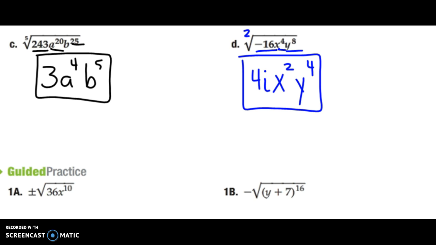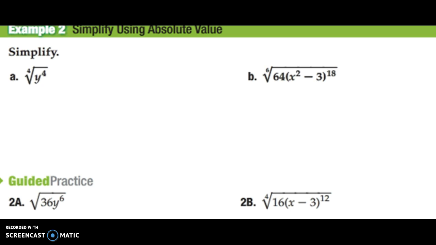Guided practice, you can try these if you'd like. Now example 2 is when we start taking into account that principal root. Now in letter A, we're looking for the fourth root of y to the fourth. Now notice it doesn't say whether y is positive or negative. And so to make sure that we don't accidentally have a negative y to the fourth, we're just going to take our answer as the absolute value of y, because y to the fourth to the 1/4 ends up just being y. But we put it in absolute value because we can't account for if that's positive or negative. So if we put it in the absolute value, it does not matter whether it's positive or negative because our answer is still going to be the same.